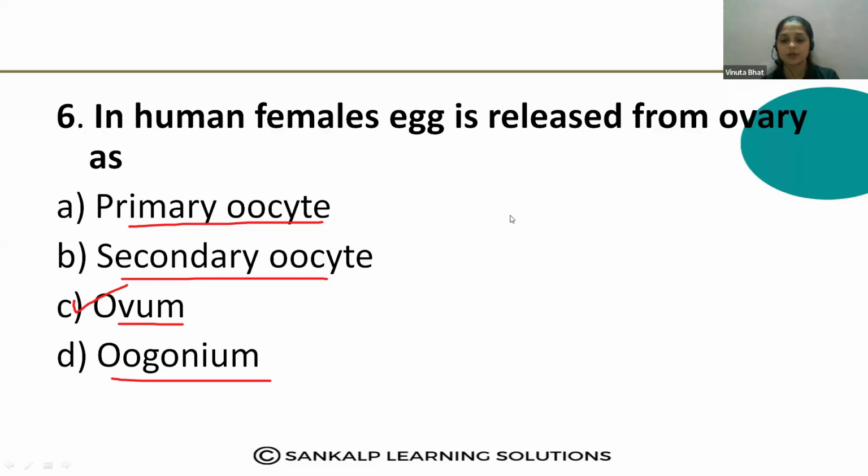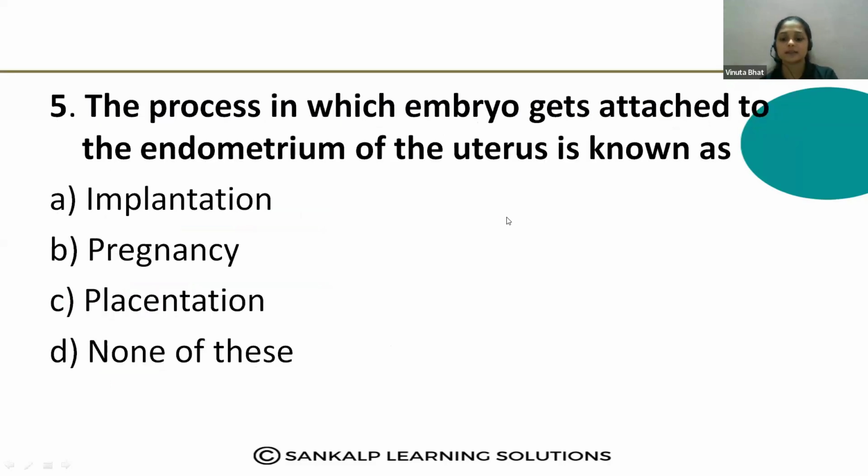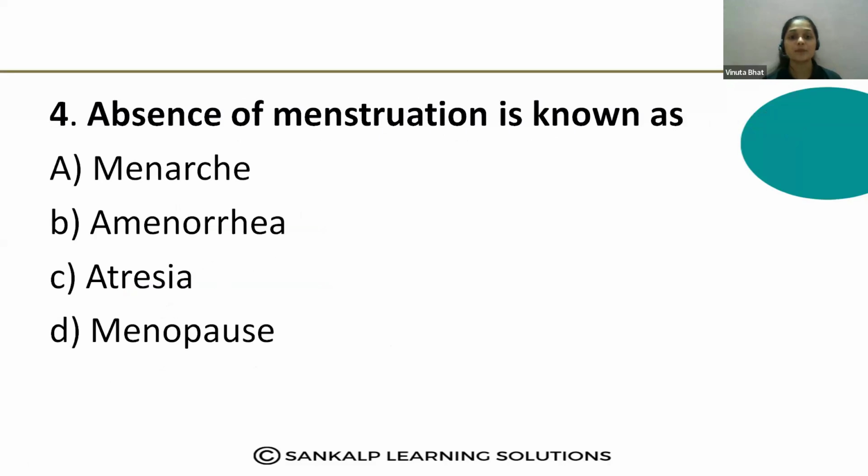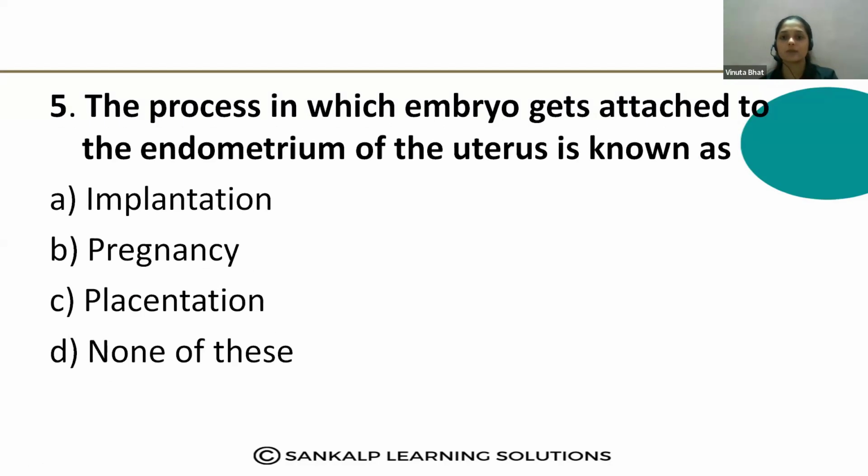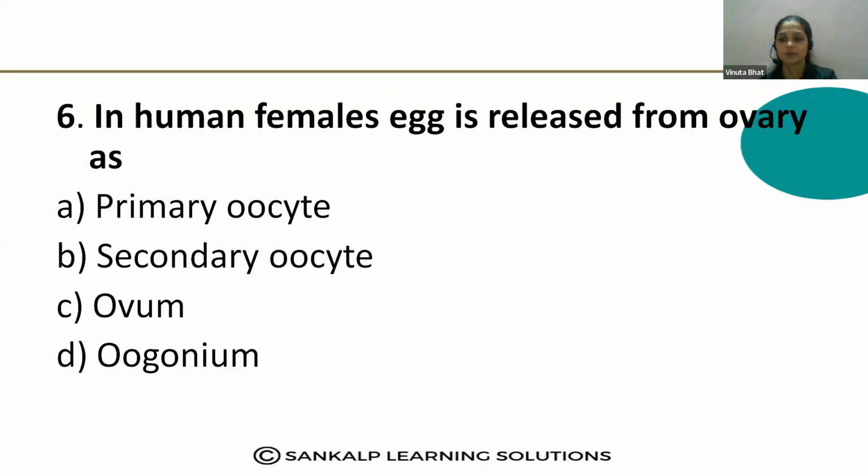Yes, for the first question. Absence of the menstruation after the age of 50, or you can call it not absence of the menstruation but pausing of the menstrual cycle. So that is called menopause. Okay. So somebody asked the question.